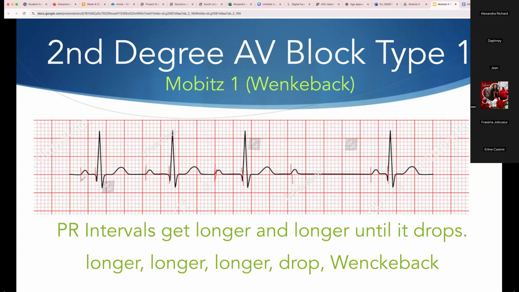Okay, so let's count this first one. 1, 2, 3, 4. Is there anything wrong with the first one? 4 boxes. No, right? There's nothing wrong with the first one. The first one, 4 times 0.04, that's 0.16 seconds, right? There's nothing wrong with that.